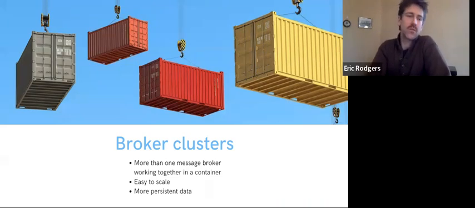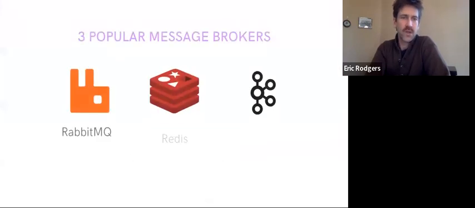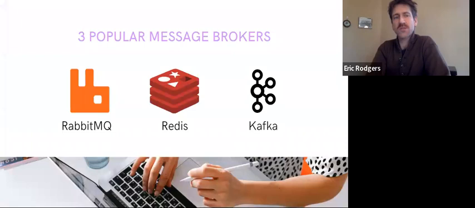So moving on, what are some of the most popular message brokers in use today, and how do they differ? Three of the top message brokers right now are RabbitMQ, Redis, and Apache Kafka, although there are many others. Each has its own unique strengths and weaknesses, and those are important to consider when choosing which one you want to implement.